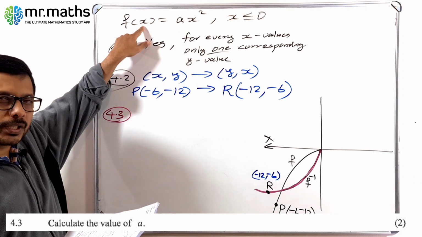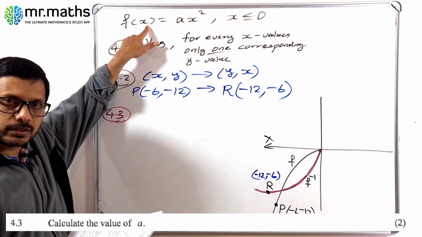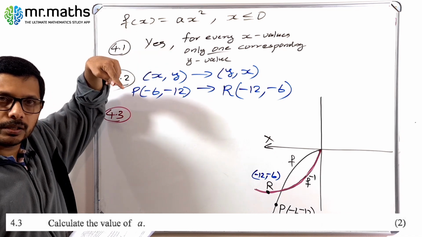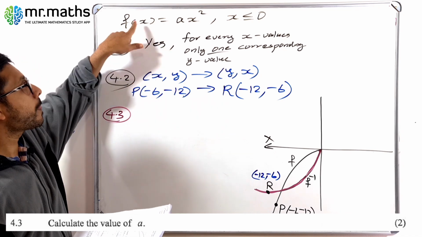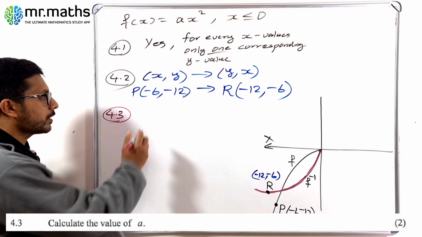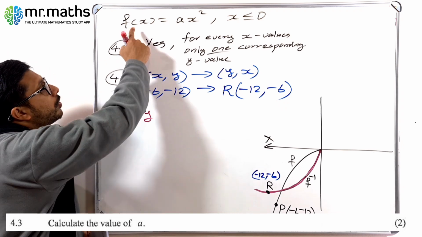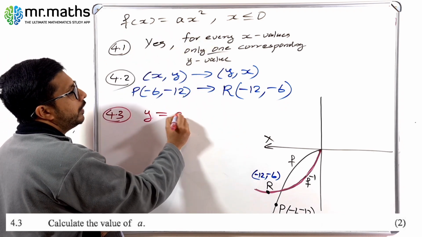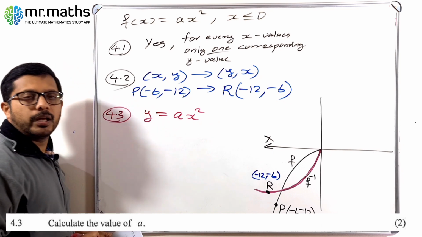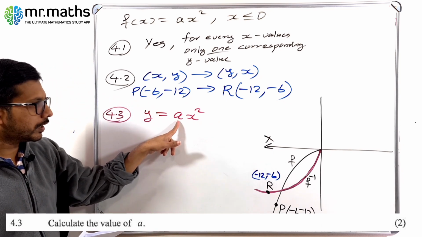What is this f of x? F of x is a function, so f of x is the same as y. You studied in small classes. This function we can represent as y, am I right? So y is equal to ax square, and you have to find the value of this a.